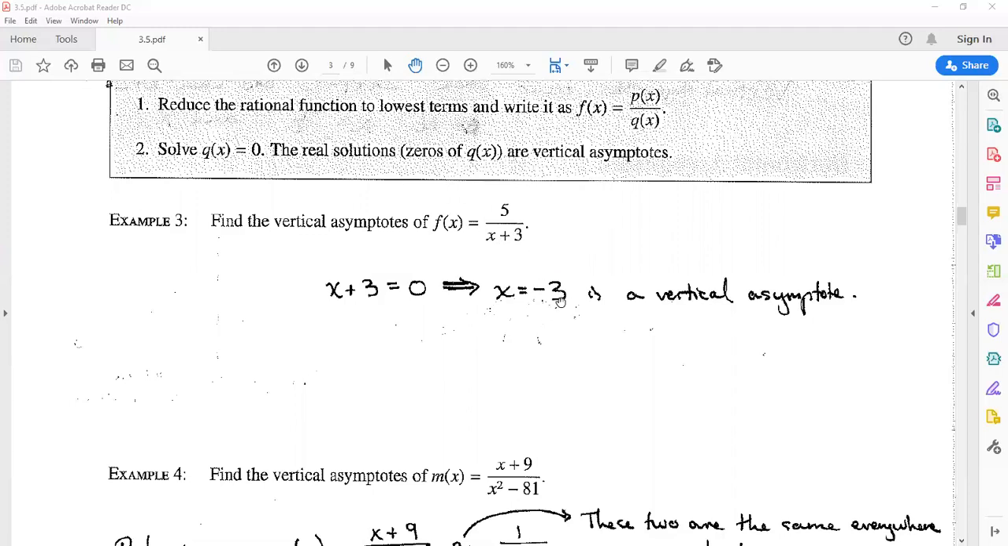So that vertical asymptote of x equals 0 is shifted over to the left by 3, becomes x equals minus 3.